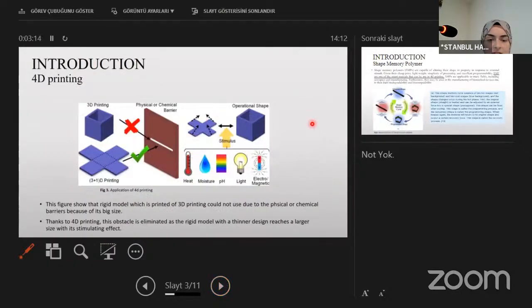And here is another application of 4D printing. This 3D printed part cannot cross this physical or chemical barrier because of its small size. And thanks to 4D printing, this obstacle is eliminated, as the rigid model with a tinier design reaches a larger size with its stimulating effect, and we can get a 3D printed part.